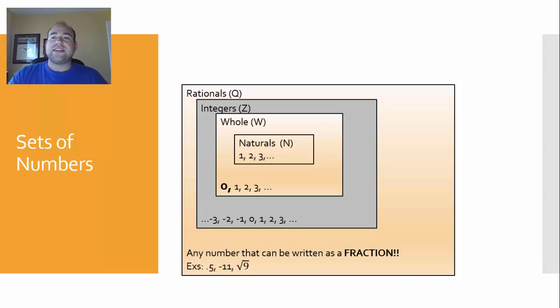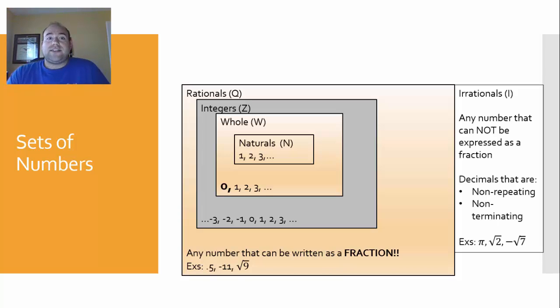Nothing fits into that, and that's the next set we're going to talk about. So naturally, you're probably saying to yourself, and you've seen this already, so this is not a stretch of your imagination, what about stuff that can't be written as a fraction? Well, that's a different set of numbers called the irrational numbers. Okay? Any number that cannot be expressed as a fraction is irrational.